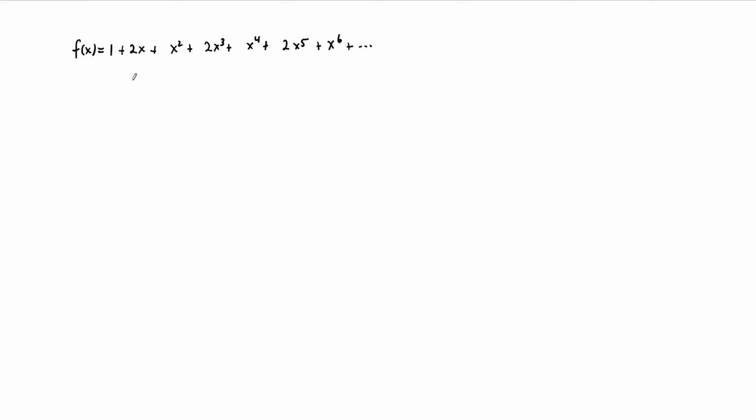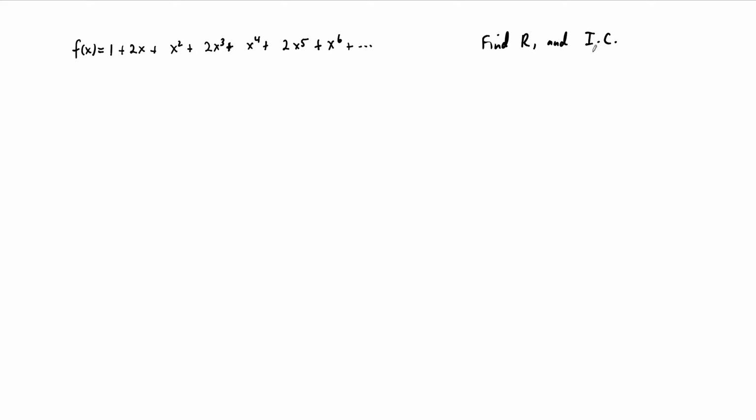For this example, we're given a function which is written as a power series where the coefficients alternate between 1s and 2s. So it's 1 plus 2x plus x squared plus 2x cubed plus x to the fourth, etc. And we are asked to find the radius of convergence and the interval of convergence of this power series. We're also asked, if possible, to try to find a formula for this power series in a form that is not a power series itself.